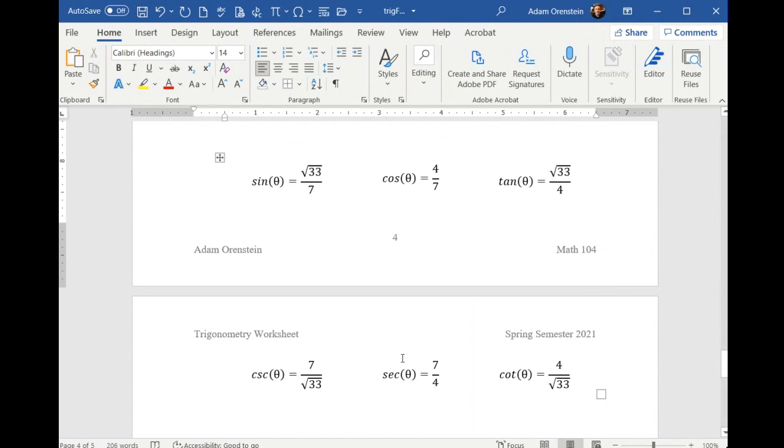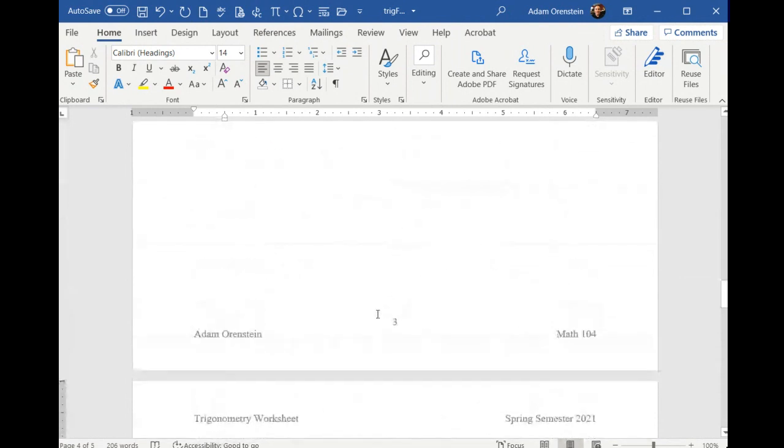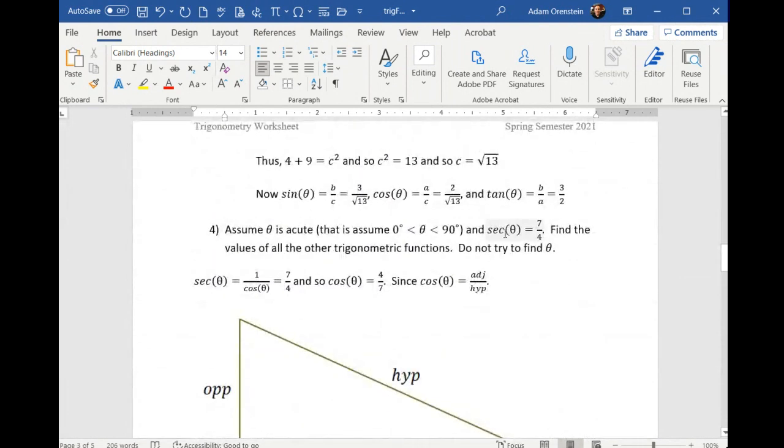Okay. And again, the one I emailed had secant of theta as, I think it was 5 over 3, but I meant to write 7 over 4. I'm sorry about that. That was my mistake.